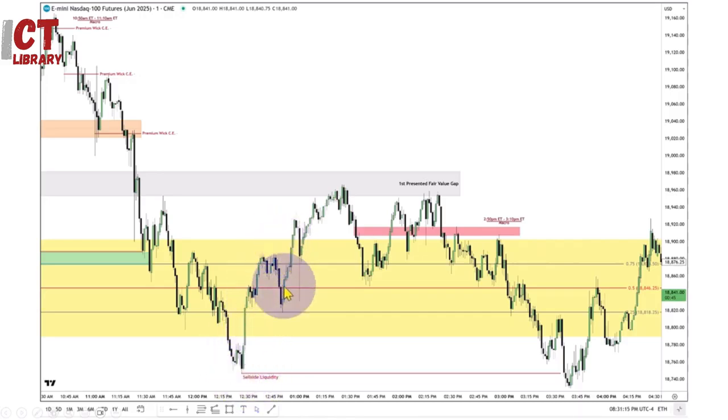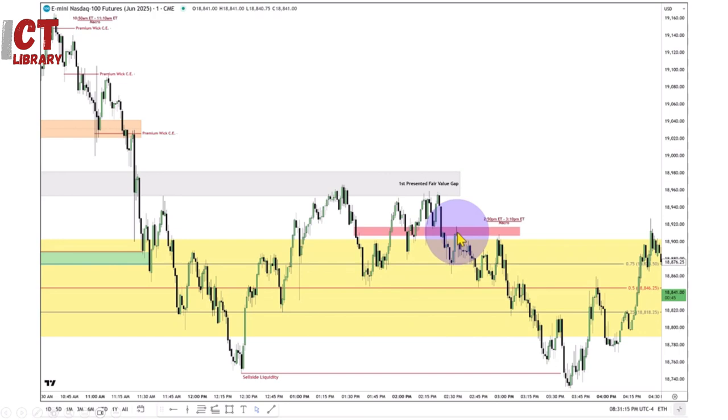The market rallies up, creates the runs off of the quadrants on the daily volume imbalance. It's that yellow shaded area. That's the level I started with at the daily chart. Then it rallies back up to the first presented fair value gap, trades back down into the daily volume imbalance. Here's the afternoon session, first presented fair value gap. It trades up into this morning session, first presented fair value gap, and then drops down below it.